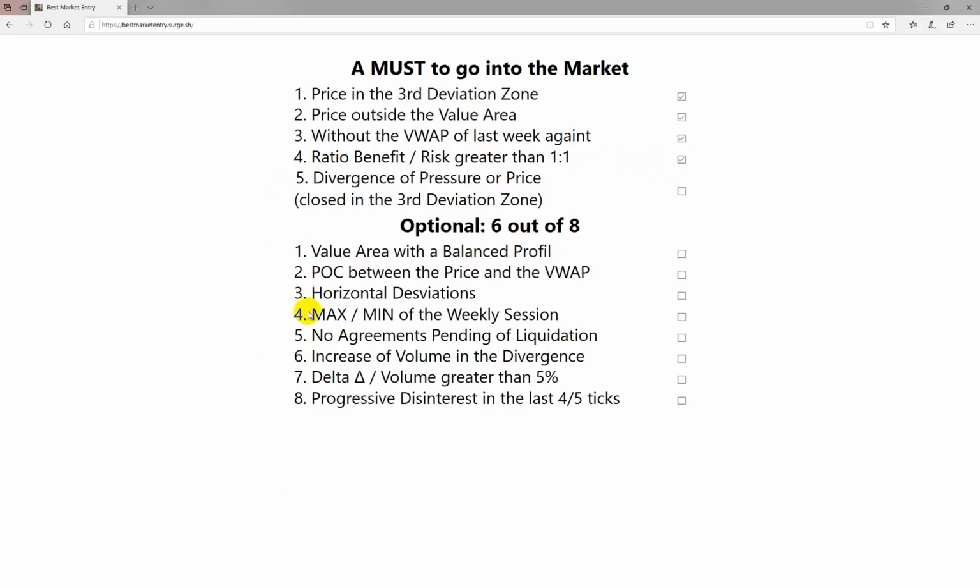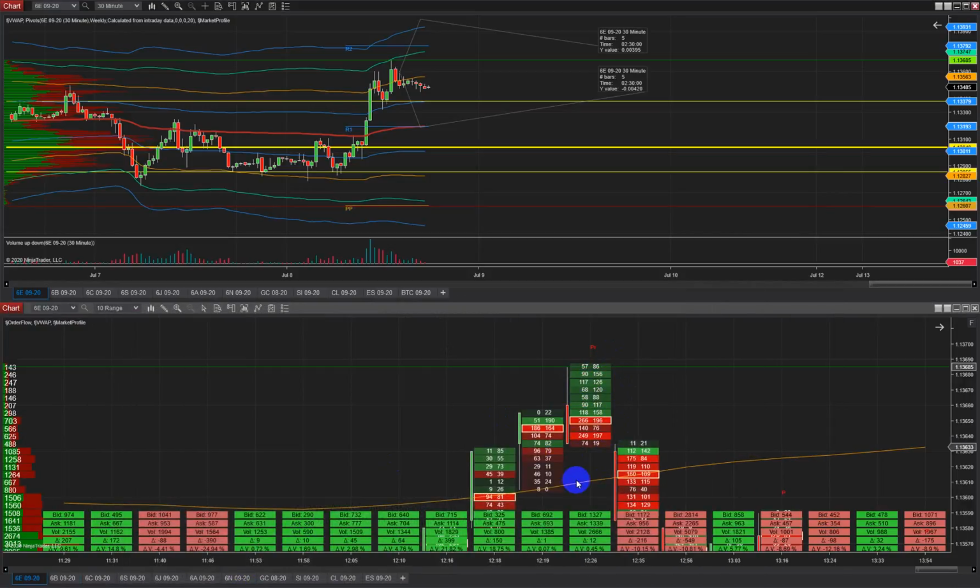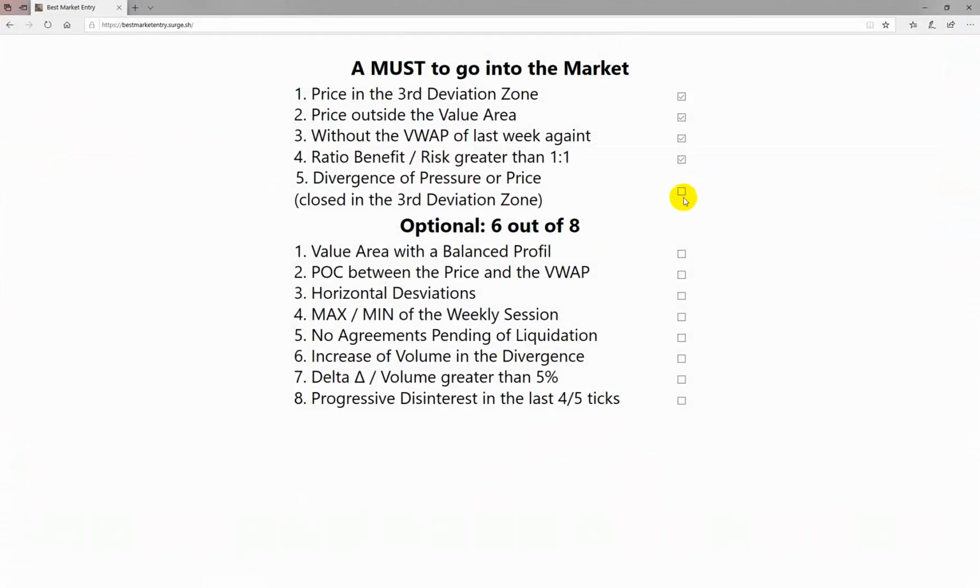And now we're gonna look for the divergence. The divergence that we got at that time at 1226 was a divergence of pressure. And here, the divergence of pressure that we have, we're gonna look at it. So this is good too. That was a must. Now we're gonna see the optionals. We at least have to have 6 in order to make this choice.